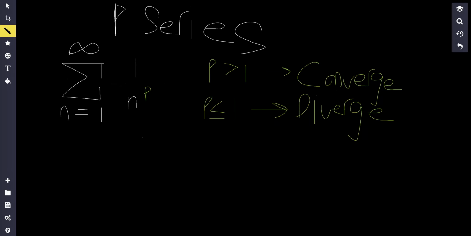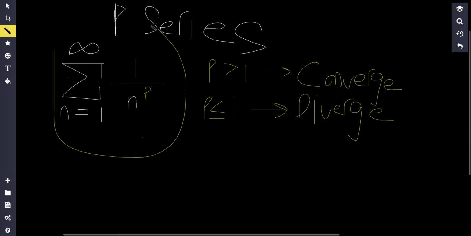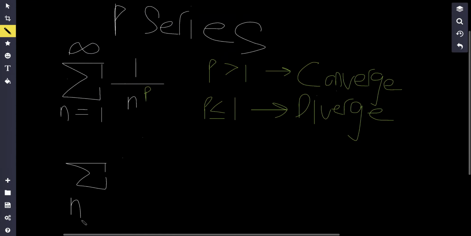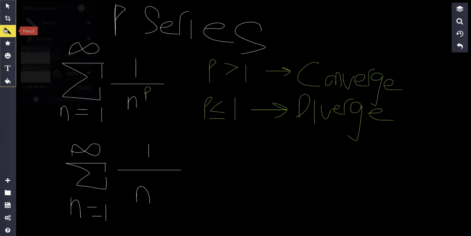So we have a p-series. A p-series just looks like something in the form of this. For example, if I have the infinite sum from 1 to infinity of, let's say, 1 divided by n to the second power.